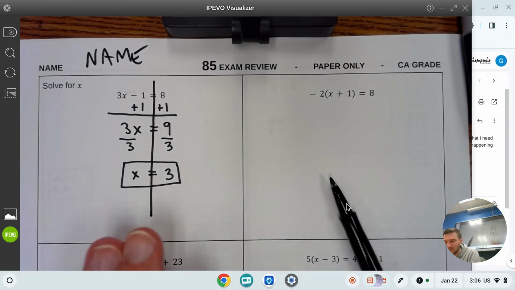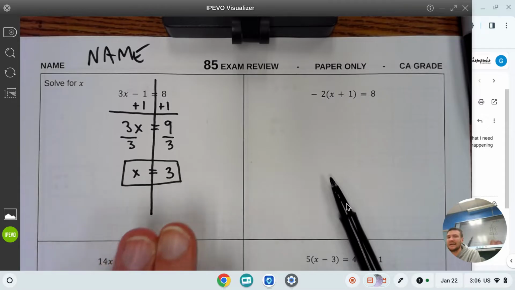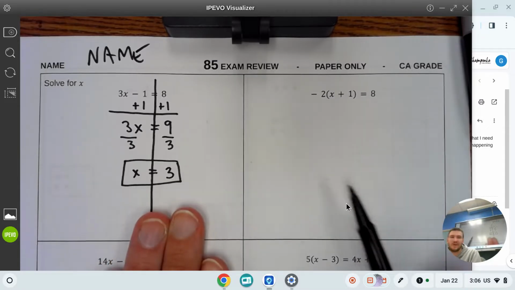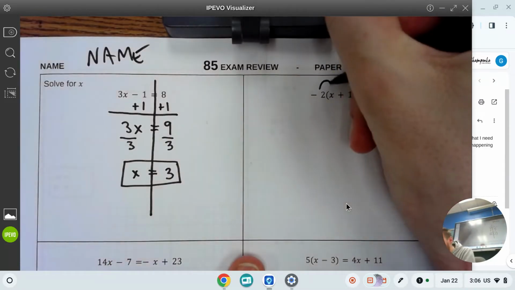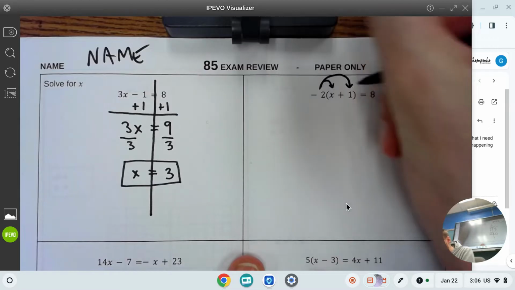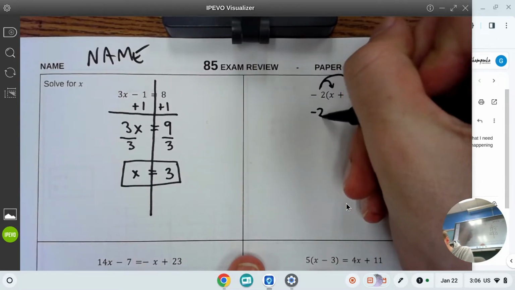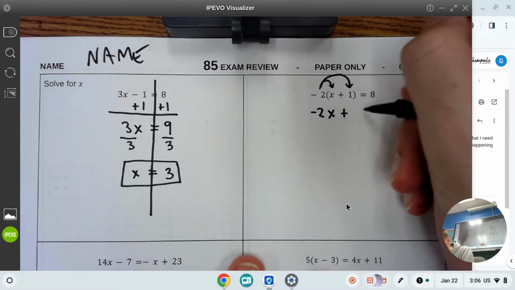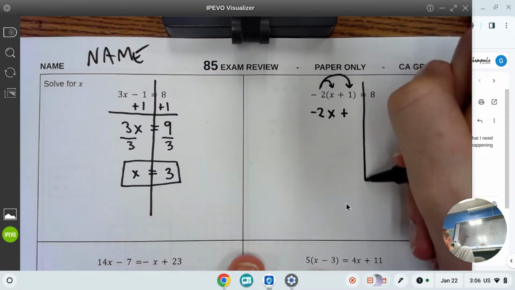If this is a struggle, you gotta work hard, you gotta study tonight, you gotta look at this, you gotta do some old questions, you gotta do something. Question 2 has parentheses. PEMDAS reminds us that parentheses need to come first. And I'm going to go ahead and distribute.